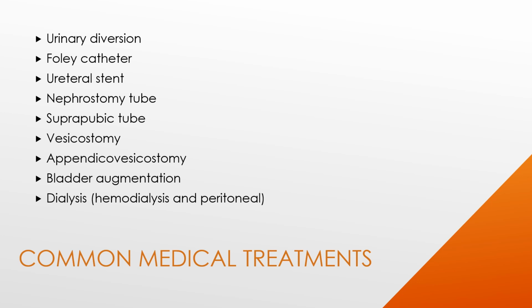Suprapubic tube, this is a catheter that's placed in the bladder via the abdominal wall. It's right above the symphysis pubis. Vesicostomy is a stoma in the abdominal wall to the bladder. Appendicovesicostomy uses the appendix to create a stoma on the abdominal wall that allows for catheterization of the bladder. Bladder augmentation uses a piece of stomach or intestine to enlarge the bladder capacity. And dialysis, whether it's hemodialysis or peritoneal dialysis, is just a different medical treatment, and we're going to talk about that here in a little bit.